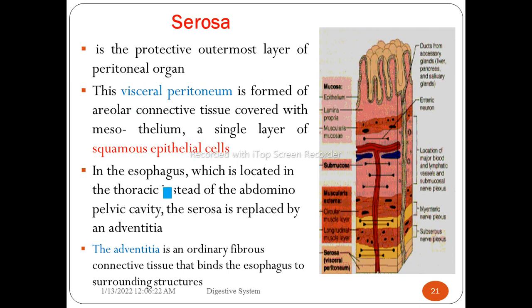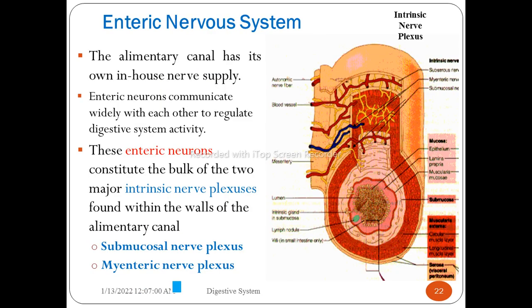In the esophagus, which is located in the thoracic instead of the abdominopelvic cavity, the serosa is replaced by adventitia. For other parts, we name the visceral peritoneum serosa, but in the case of the esophagus, we call it adventitia. Adventitia is an ordinary fibrous connective tissue that binds the esophagus to the surrounding structures.